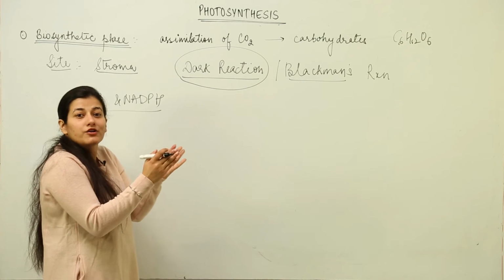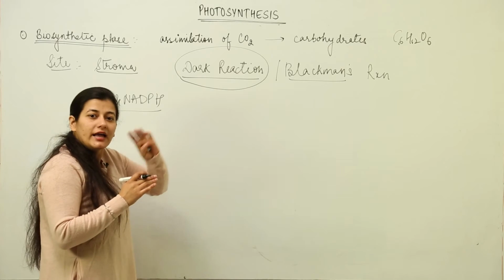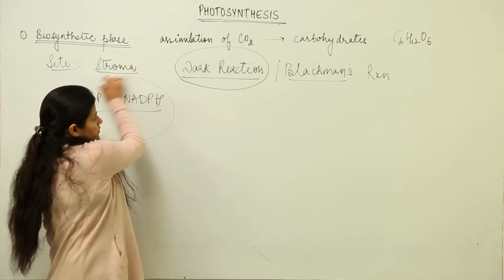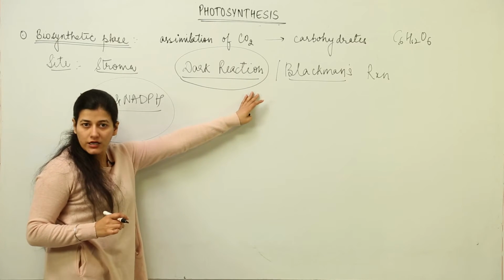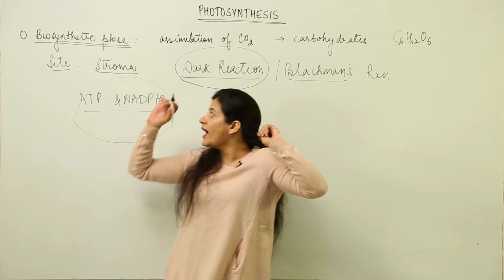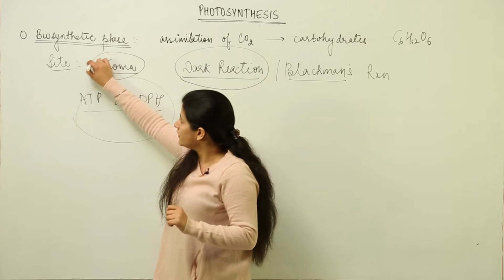This is that part of photosynthesis which is not directly linked with light. Indirectly it is dependent on light. How? It needs the assimilatory power. That is why it is known as the dark reaction. Another name for the dark reaction is Blackman's reaction, and the site of this reaction is the stroma inside the chloroplast.